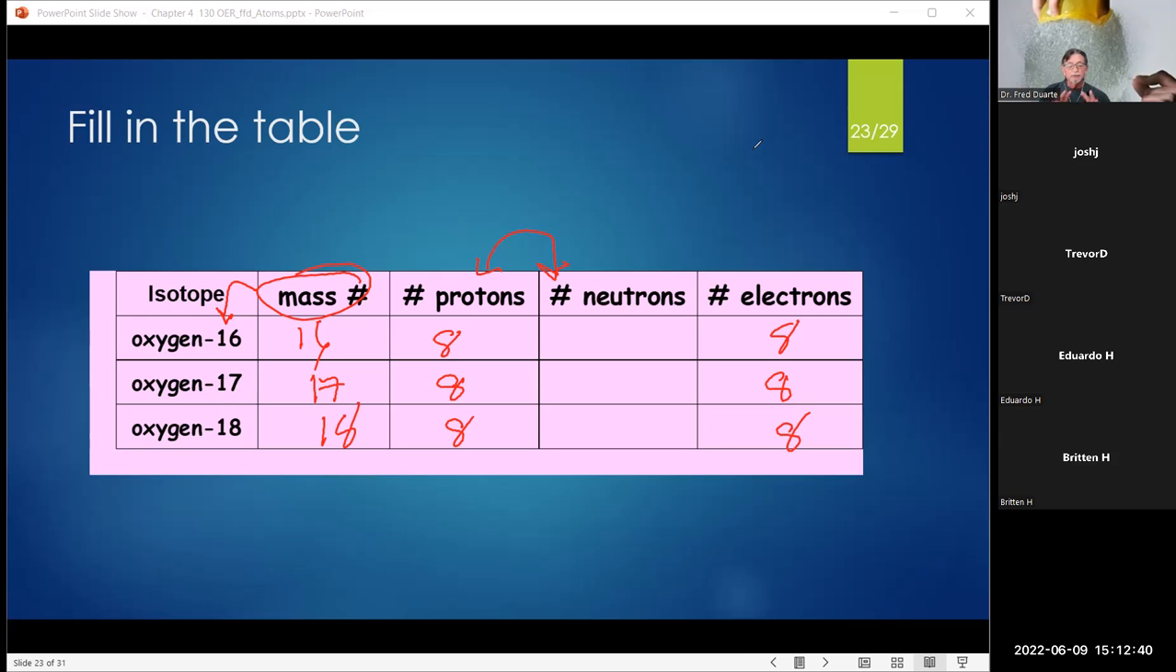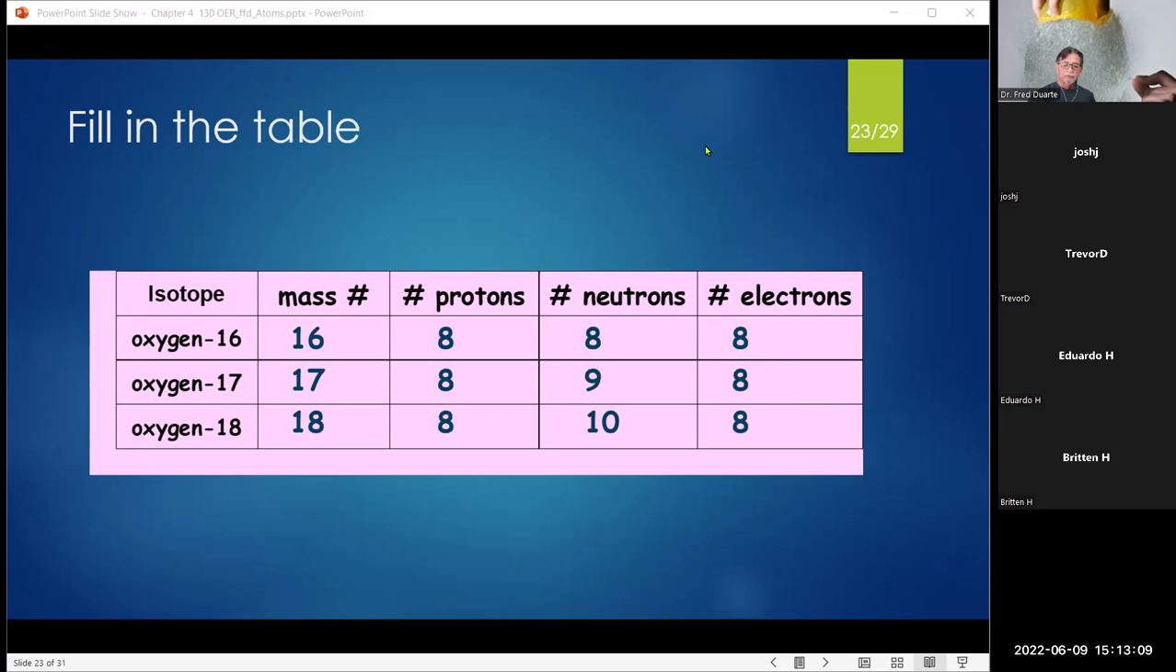So don't make these tables more difficult than they really are. A lot of that information is given to you already, like the mass number. It's right there. This and this you look up on the periodic table. The neutrons then you calculate because that's the difference. Subtract here, here, and here, and that gives you the number of neutrons. Right? And so your table should look as follows.